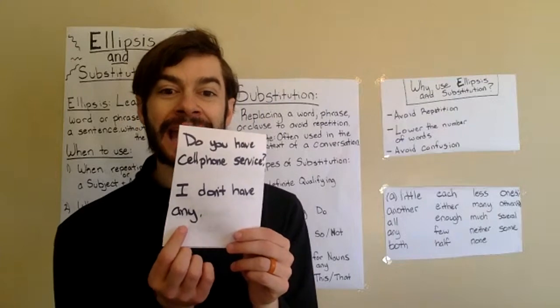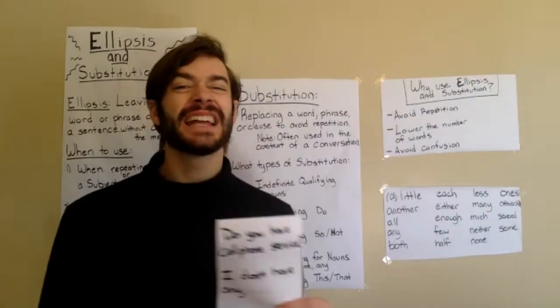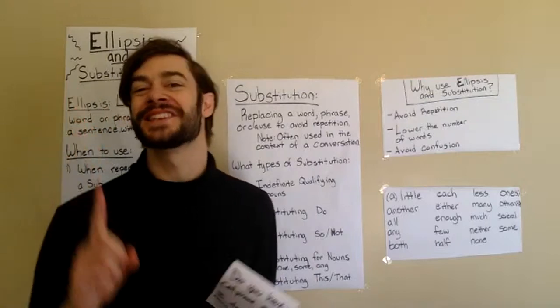So here we're using any, okay? Because it's uncountable. All right, I can't say I have one cell phone service, right?